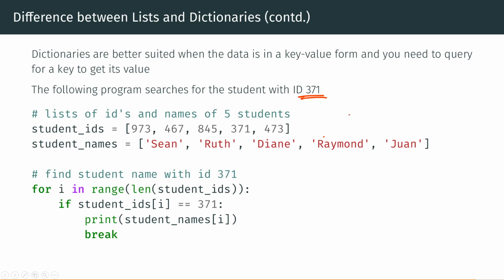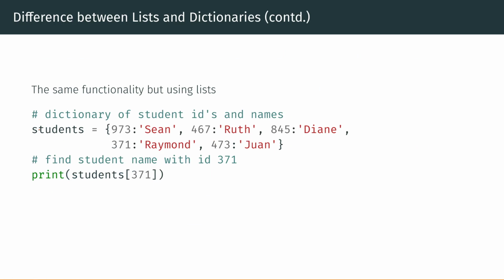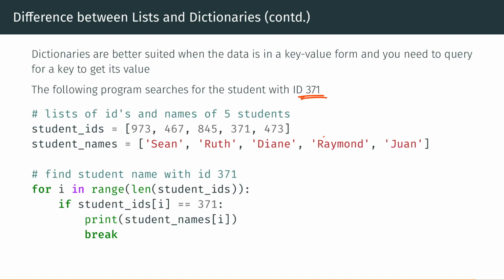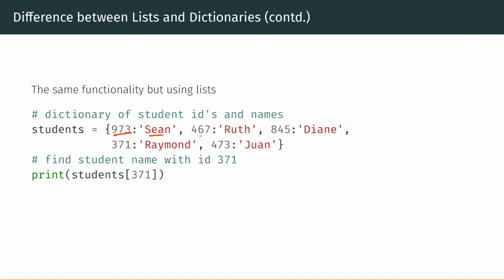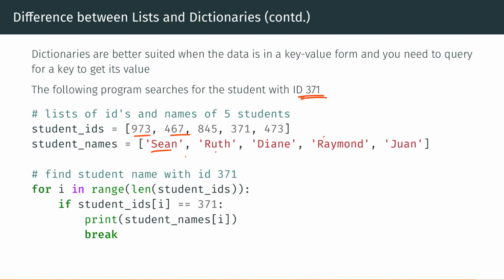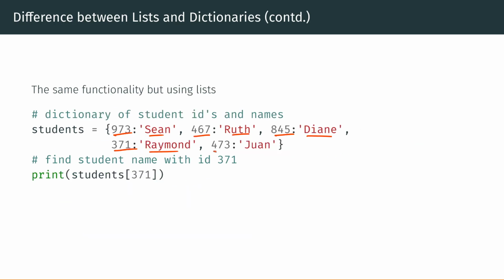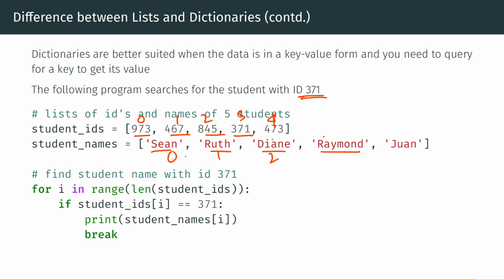However, if you were to use dictionaries instead of lists, it would be like this. You create the new dictionary, so students equals 973 Sean, that's the ID and the name, and then 467 Ruth, 845 Diane. So index 0, 1, 2. Then 371 Raymond, so index 3, ID 371, name Raymond, and 473 Juan, so index 4, ID is 473, name is Juan.